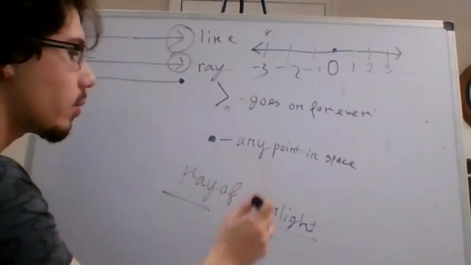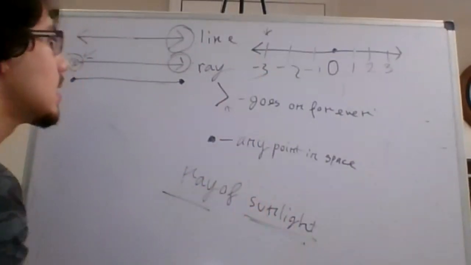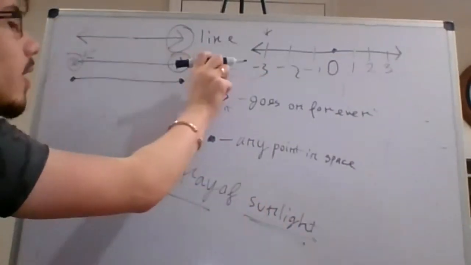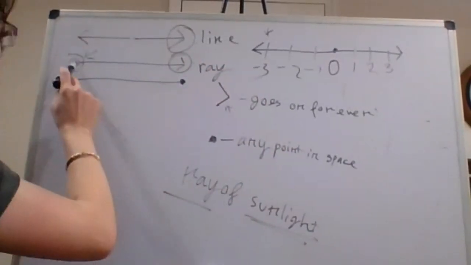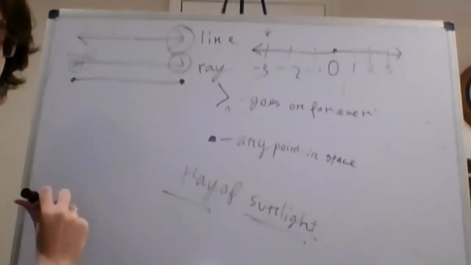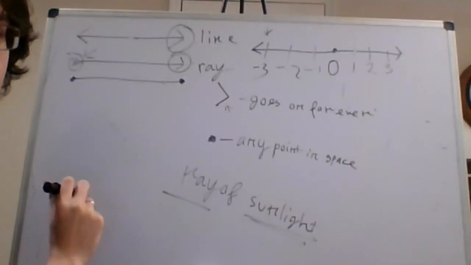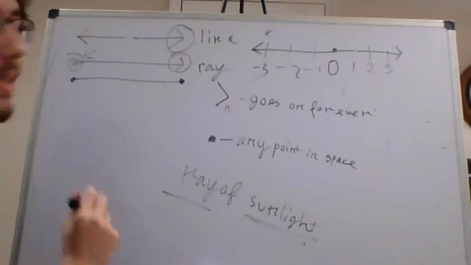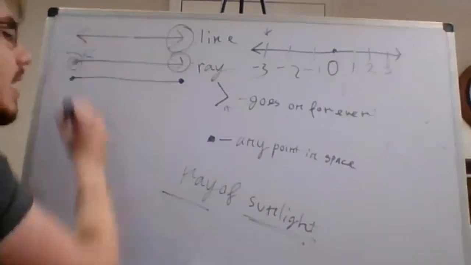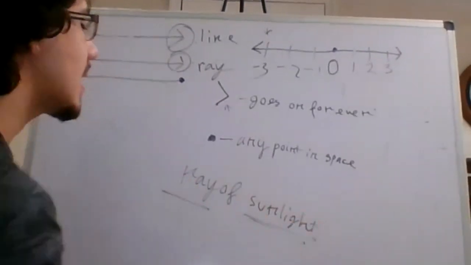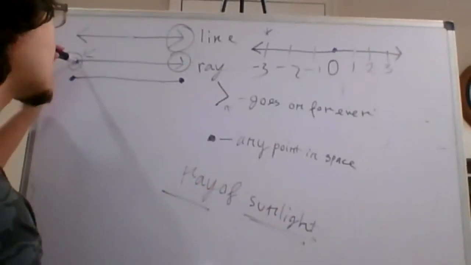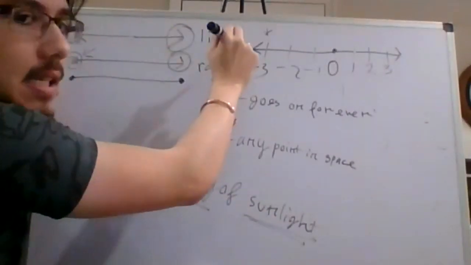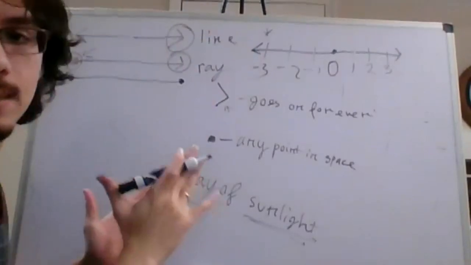If the ray is sunlight, so the sunlight goes on forever, where does the sunlight begin? What would this dot be? The sun. Very good. This would be the sun. So a ray of sunlight describes light starting at the sun and being emitted into space. That's what a ray is.